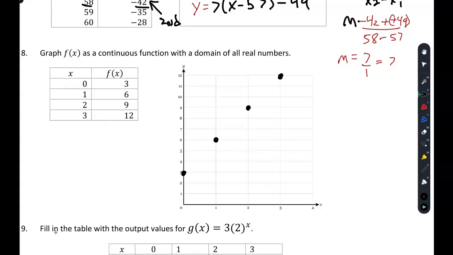Okay, and we're adding 3 each time, so this is going to be linear. But it's a continuous function, so everything in between is connected. Okay, and since it goes on all real numbers, we're going to put arrows on the end here and show that it keeps on going.